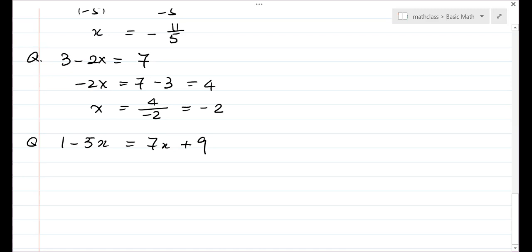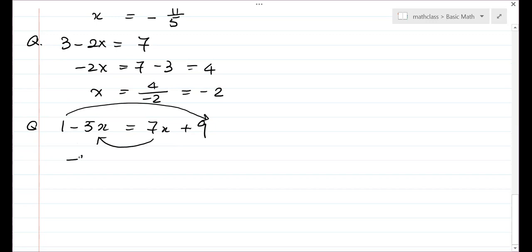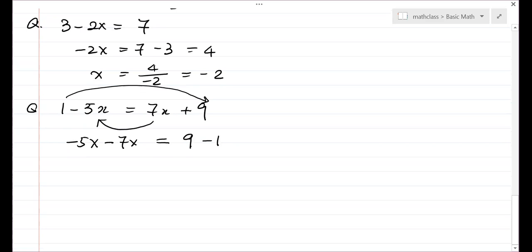Now some students decide to move 5x to the right-hand side. That's okay, okay? If you move 5x to the right-hand side, then you get 7x plus 5x. But you can also move 7x to the left-hand side, okay? Let's go that way. And then at the same time, you can move a constant to the right-hand side. So you draw this symbol, okay? So negative 5x minus 7x equals 9 minus 1. Because when you move 1 to the right-hand side, you have to change the sign. Okay? This is the first step. Don't skip that. I want to see.